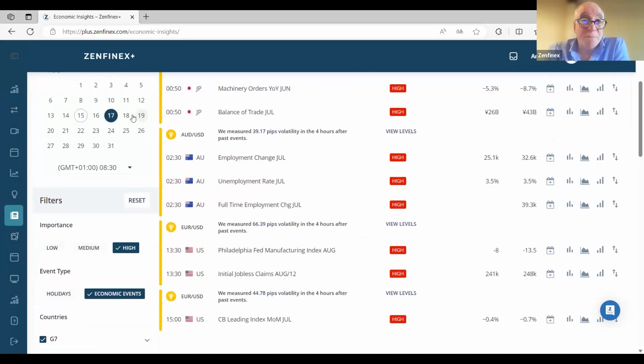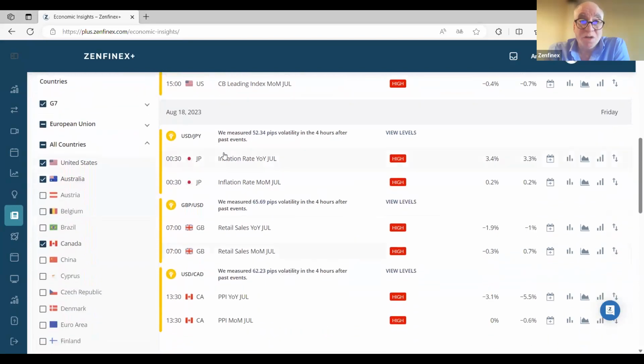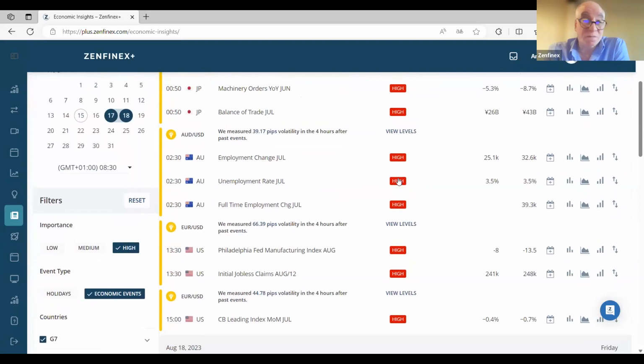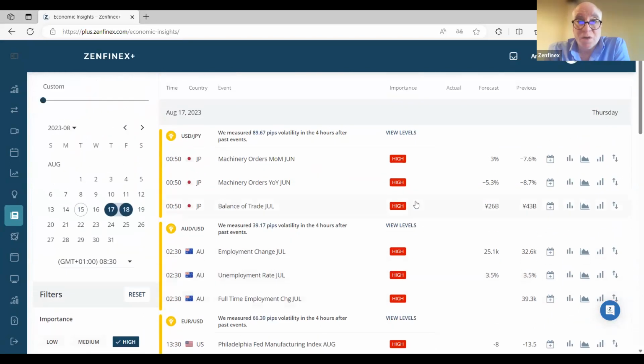So you can start mapping out and planning your trading week and see what are going to be the things that are going to affect your trading, or the instrument that you're trading, I should be more precise. So there are videos on how to utilize these on the ZenFinX Plus portal. I'll just go back to the URL so you know how to get to it.